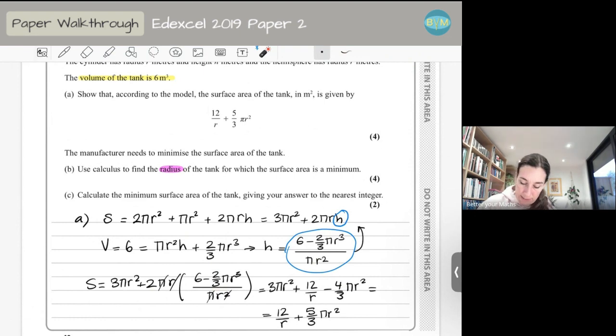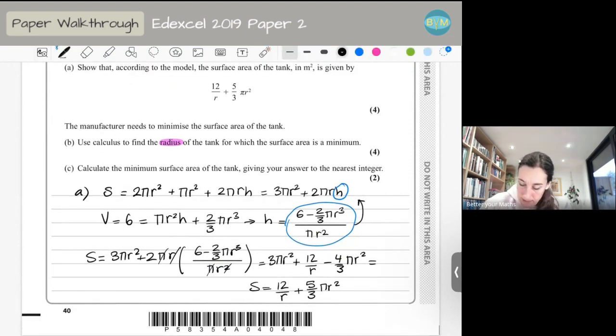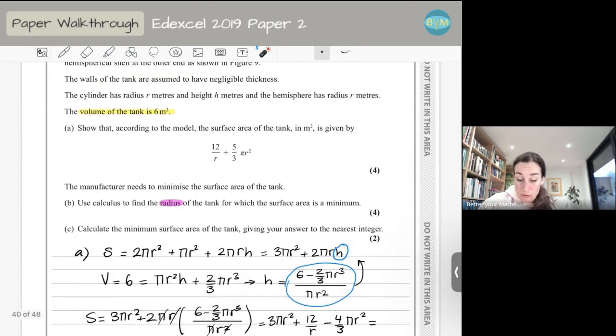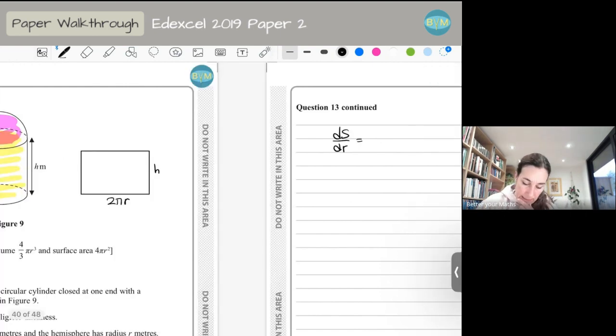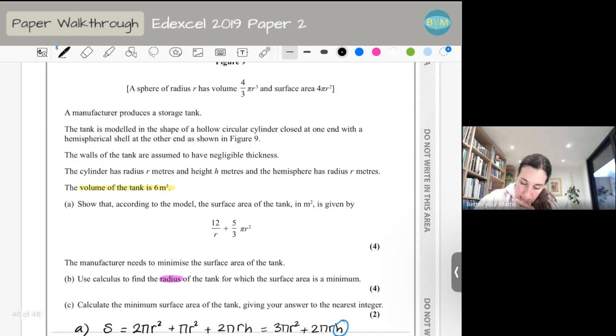So let's differentiate this expression of S. And if you are not able to do this part, still use it. You have the expression that you have to differentiate. Don't skip the rest of the question. So we are going to find ds by dr, and then we are going to make that equal to 0. So I have 12 over r, which is 12r to the minus 1.